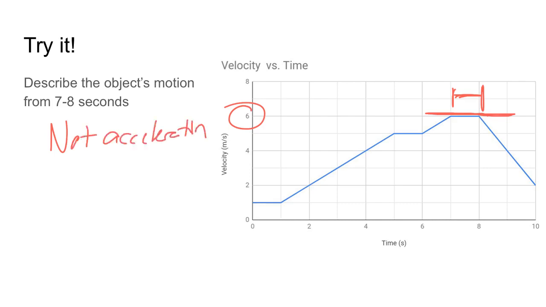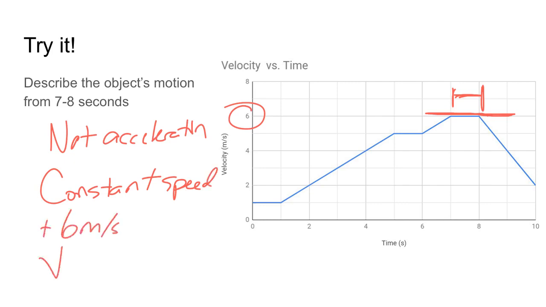And it is moving at a constant speed of 6 meters per second. And remember, if we put positive 6 meters per second, now we're talking about velocity. Velocity has a direction with it. So that's how we could describe the object's motion from 7 to 8 seconds using this graph.